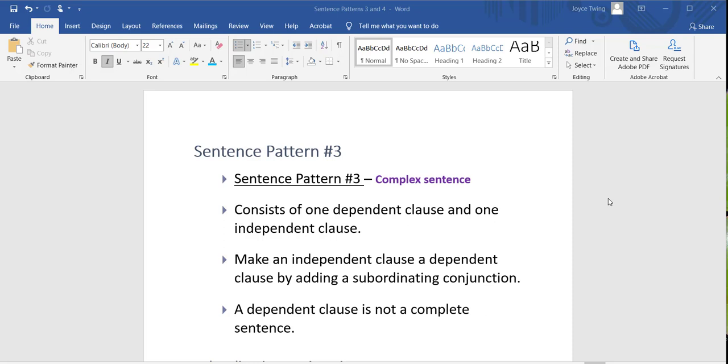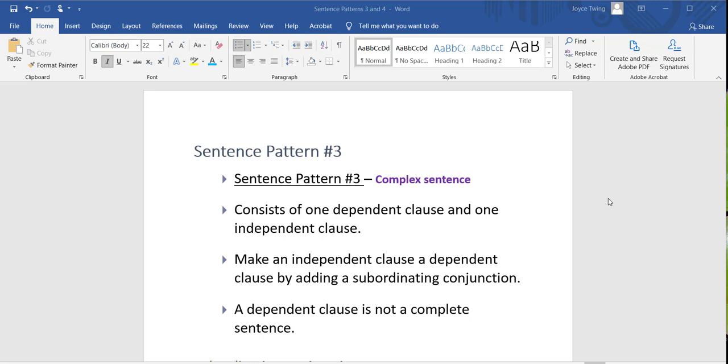Hello everyone. This is a continuation of my video about sentence patterns. The first video looked at kind of an overview of information that we needed to know before we started putting sentences together, and then it included sentence pattern 1 and sentence pattern 2. This video will look at the last two sentence patterns, which are sentence pattern 3 and sentence pattern 4.